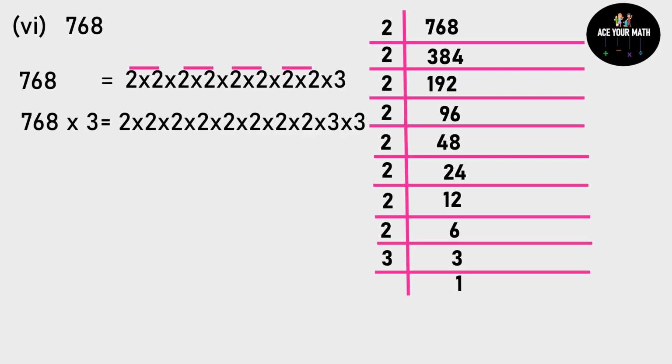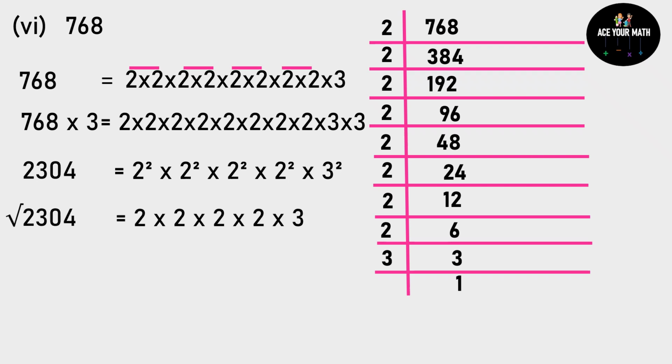So 768 multiplied by 3 on the left hand side, and on the right hand side 3 also have a pair now. So 768 times 3 will give you 2304, and on the right hand side all 2's have pair and 3 also has a pair. So the square root of 2304 is, you will take all these numbers only once. So you will multiply 2 multiply by 2, again by 2, and then 2, and at the end multiply it by 3. So the answer is 48.